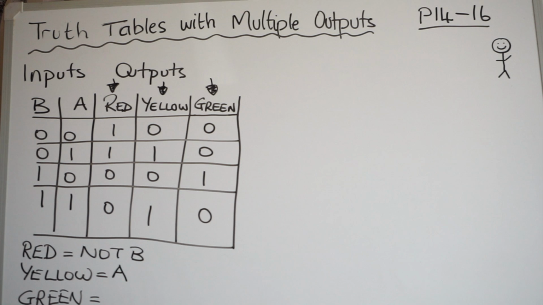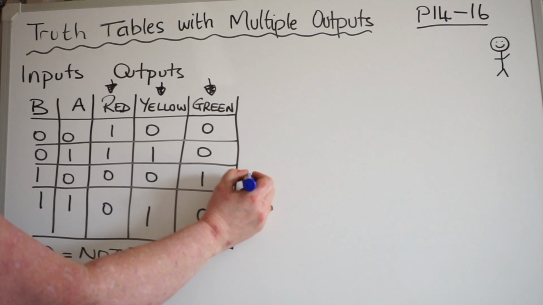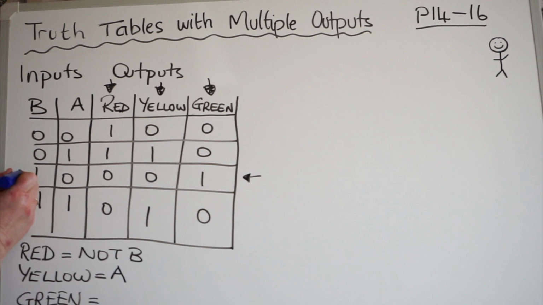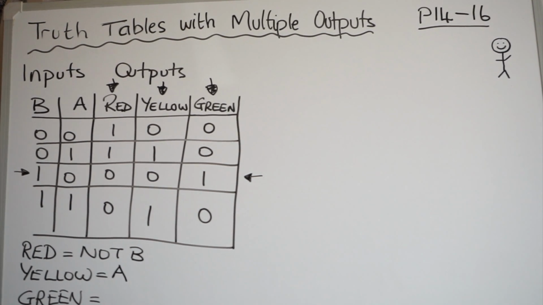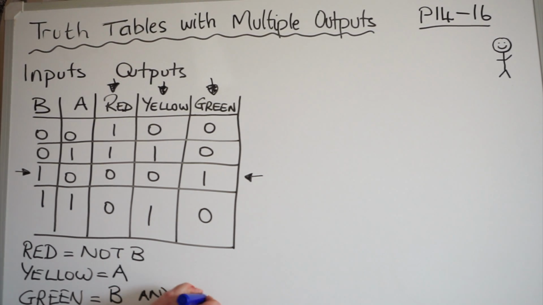So what we've got to do now is use the method we used previously, and work out what combination of A and B is going to give us green. When we look at the green column, we can see there's only one time when we've got a logic 1, and that's when B is logic 1 and A is logic 0. So that tells us that green is B and not A.